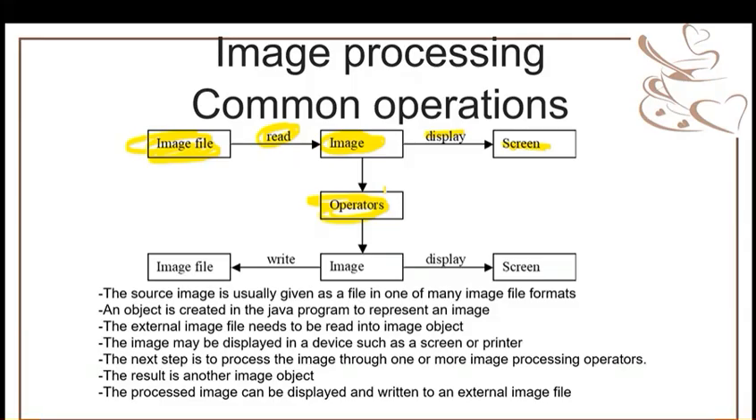Then you have the new image. After applying the operators, we have the new image. You can write it as a file using the method ImageIO.write, or you can display this image on the screen.